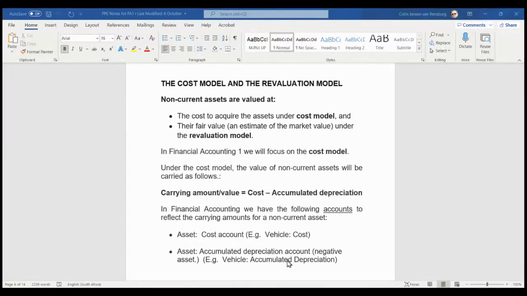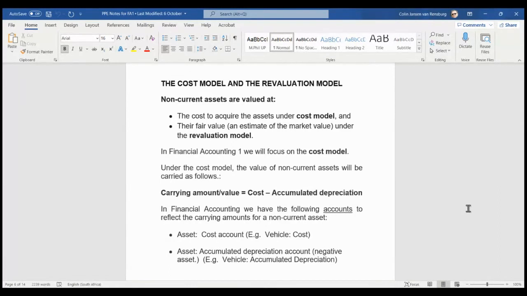Right, ladies and gents, let us just continue on the page, basically where we left off last time. So we're on the page that has the heading, the cost model and revaluation model. Generally speaking, when it comes to non-current assets and property, plant and equipment in particular, we can distinguish between two models. The first model is called the cost model. And as you can see in the next paragraph, in Financial Accounting 1, we will only be focusing on the cost model.